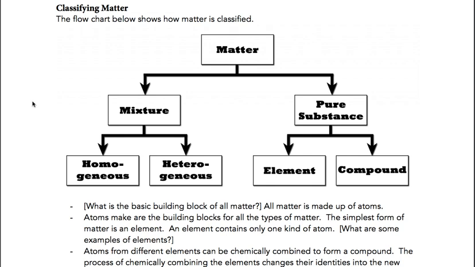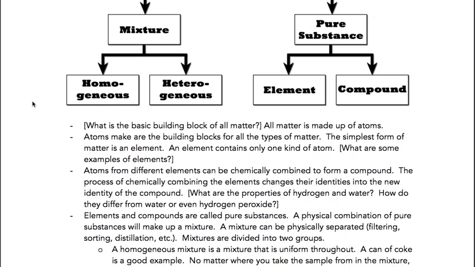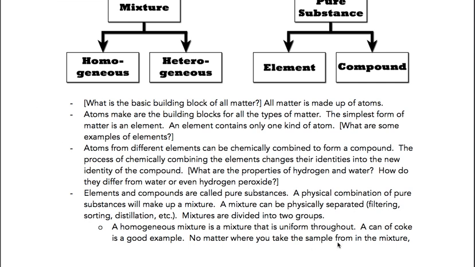Homo means same. Someone who is homosexual is like someone of the same sex. Someone who is heterosexual, like people of the opposite sex, are different. And so I use that to show them the prefix of same and different. Homogeneous are things which are the same throughout. An example I use in these notes is a Coke. You take a sample from the top of a Coke can, the middle, the bottom of a Coke can. It's all going to be the same.